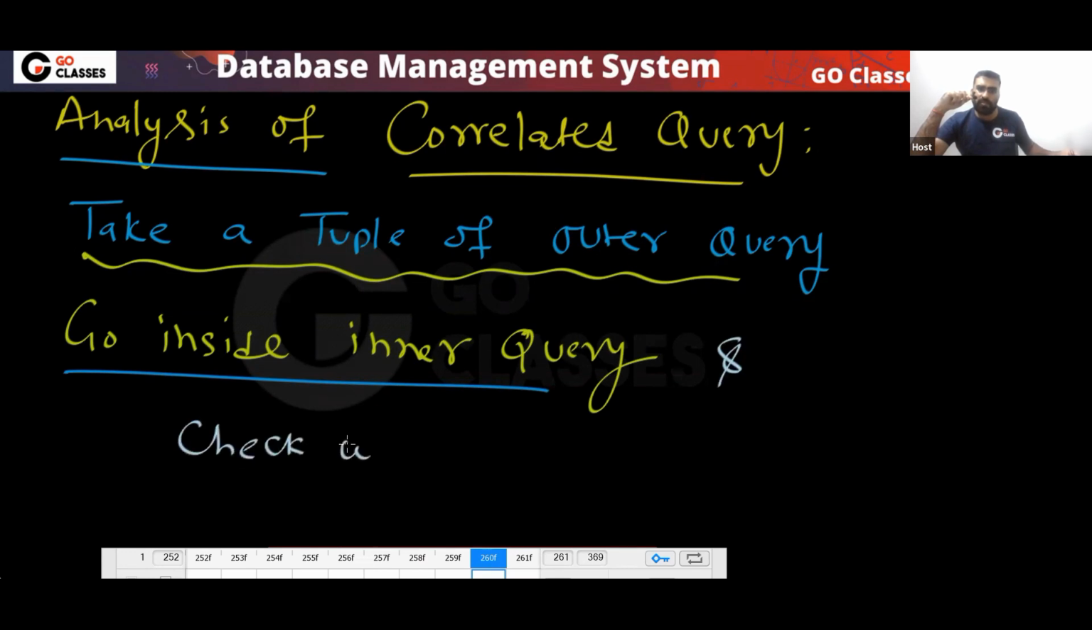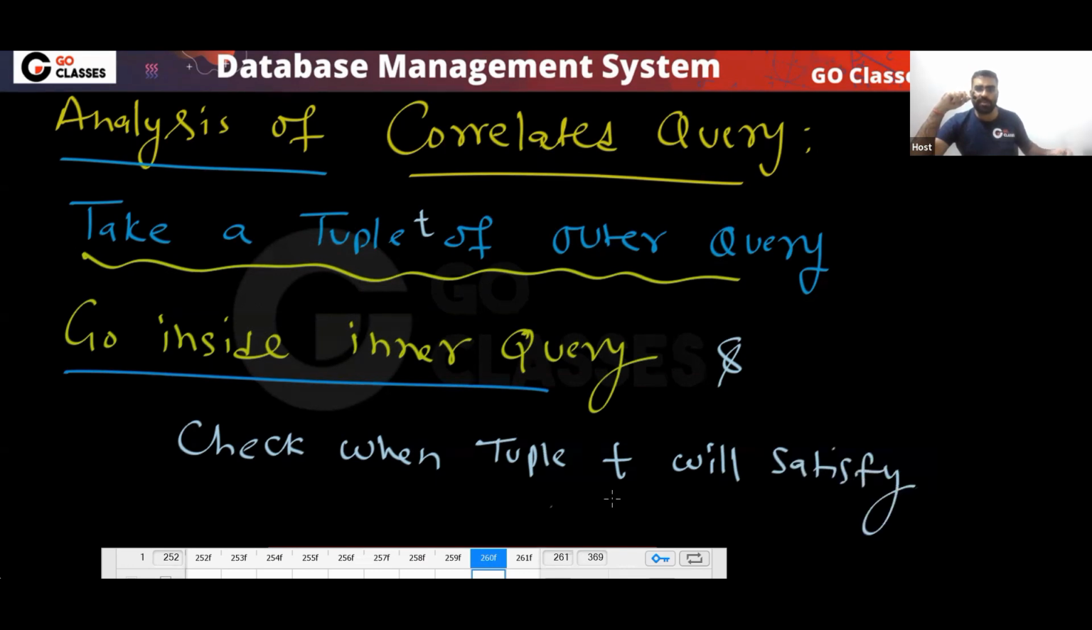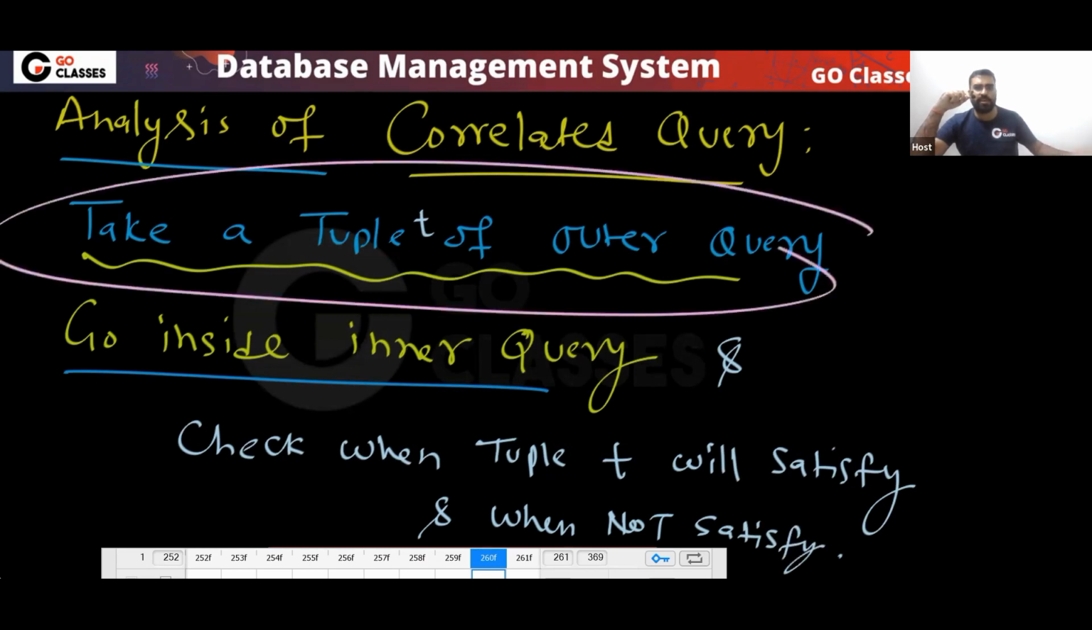Check when this tuple T will satisfy. Okay, is this clear? Check when the tuple T will satisfy and when not. Isn't it simple? Basically, take a tuple and go and ask. Yes or no? Take a tuple and go and ask.